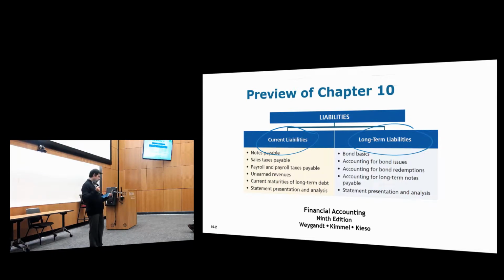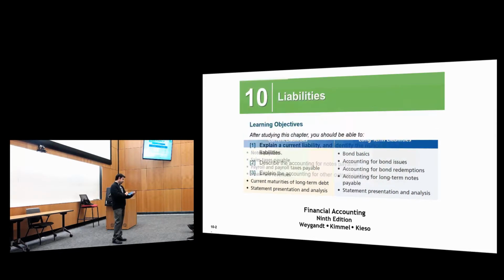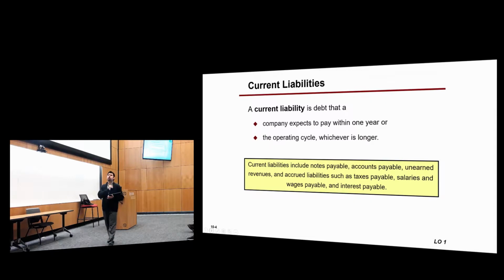Okay? Now, on the other hand, long-term liabilities, it's mostly bonds that people talk about. So this is long-term liabilities, bonds, and you have long-term notes payable. So let's start discussing that. Again, the current liability is the debt that the company expects to pay within 1 year or the operating cycle, whichever is longer. So that one, we covered that one.